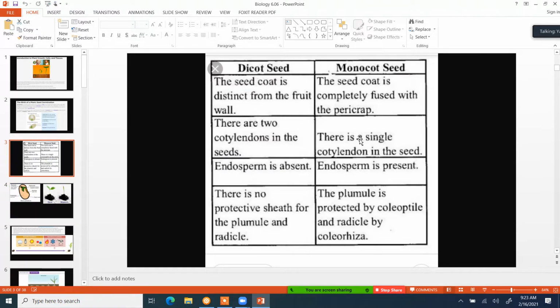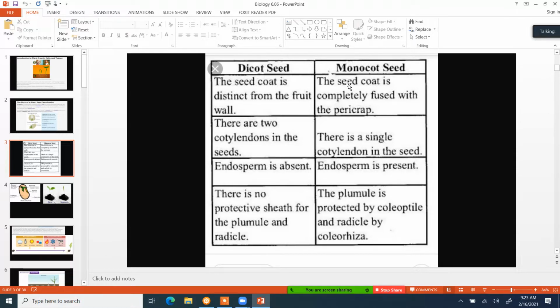So this shows a few things here as well, between the dicot seed and the monocot seed. Some of these they didn't talk about, but some of the important ones are the second one here. In a dicot, there are two cotyledons. That's why it comes out with two leaves. In a monocot, there's just one. That's what comes out with one leaf.